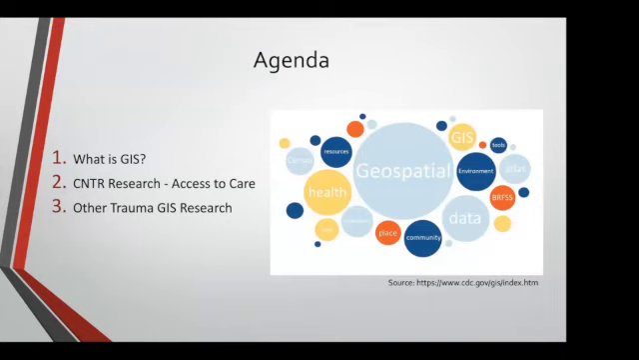So first of all, agenda, we're going to start with just looking at what is GIS. I know some of you have worked with GIS before. This may be a newer subject for others of you, so we're going to start by laying that foundation. From there, I'll be going into center research that we've been doing, specifically looking at access to care. And then from there, we'll look at other trauma research that's being done. What's being done by your colleagues, specifically using this technology to address disparities in trauma.